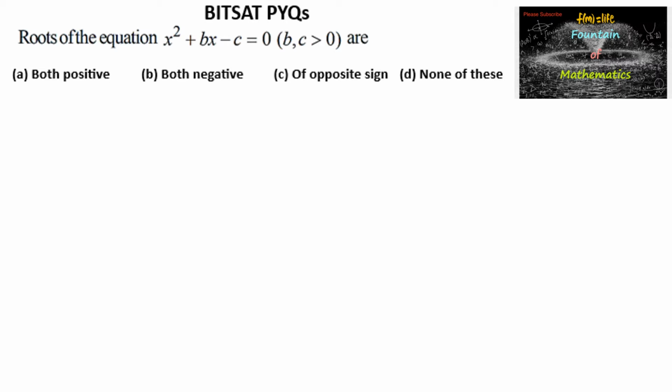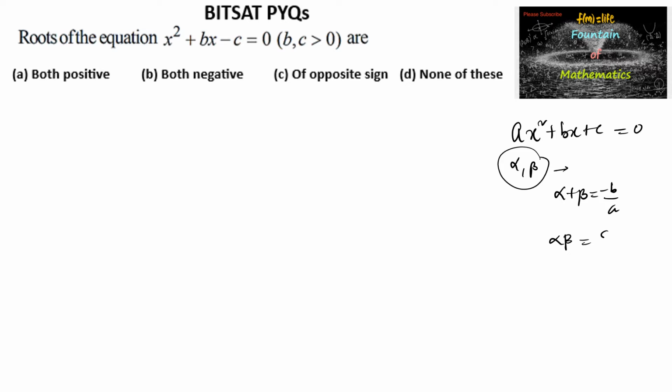Roots of the equation x square plus bx minus c is equal to 0, where b and c are positive. And we know that for quadratic equation ax square plus bx plus c is equal to 0, if alpha and beta are the roots, we can consider sum of the roots is equal to minus b by a and product of the roots is equal to c by a.